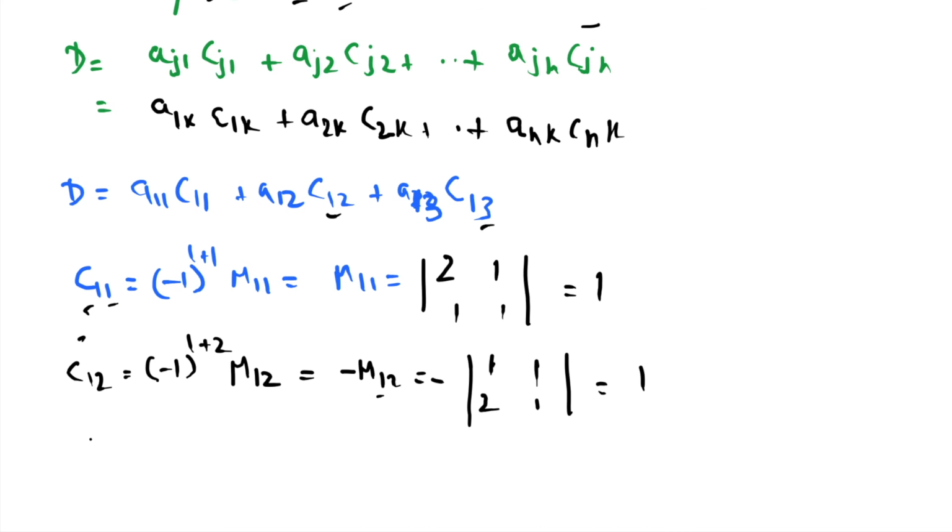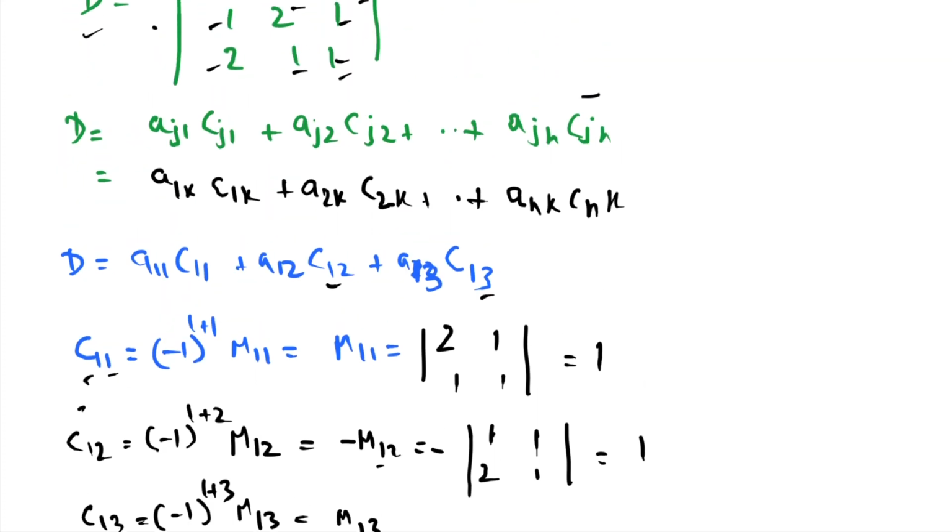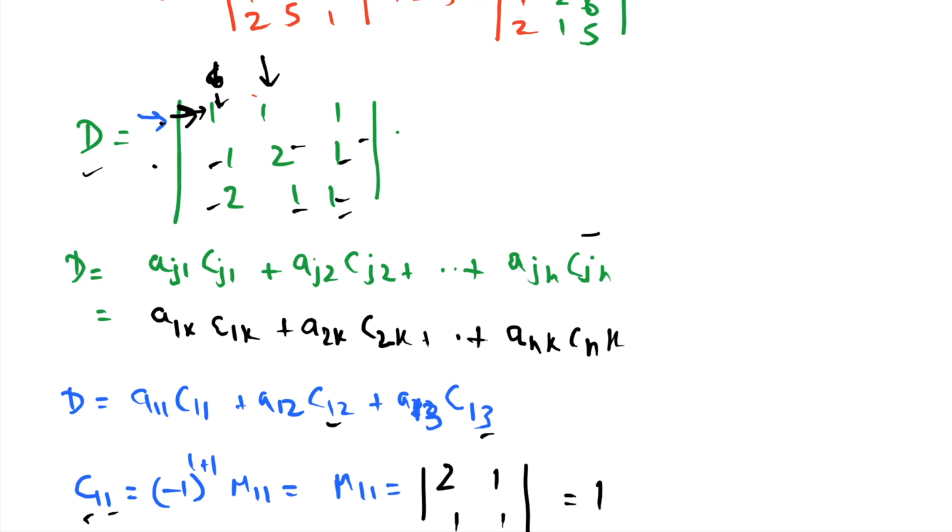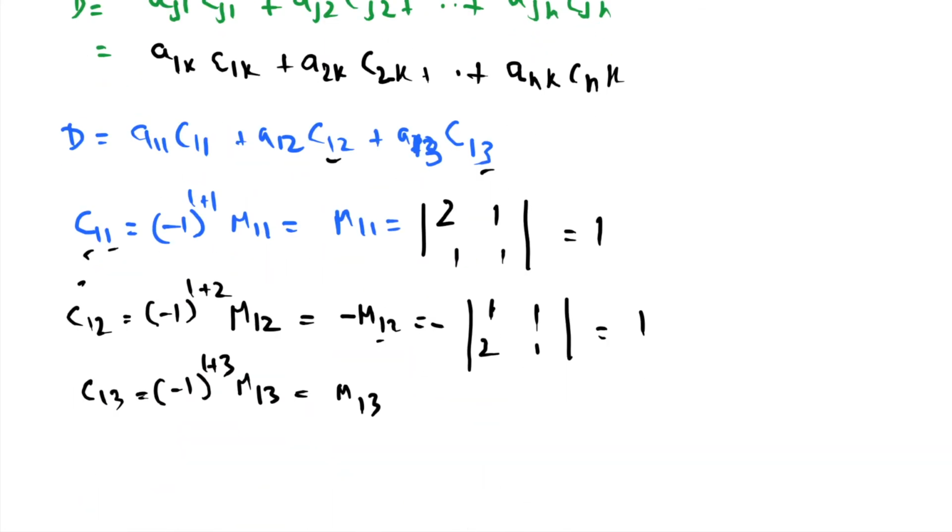And now let's compute C13. C13 will be equal to minus 1 to the power 1 plus 3 times M13, and this will be equal to M13. M13 will be obtained by eliminating the first row and the third column. So you are left with 1 2 and 2 1. So this will be equal to minus 3.